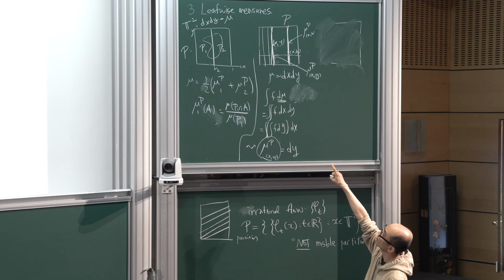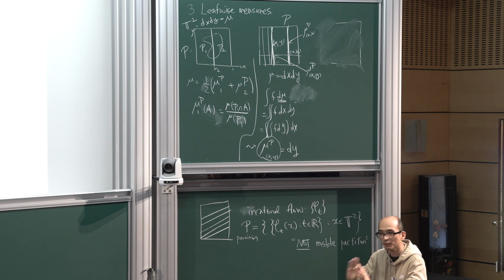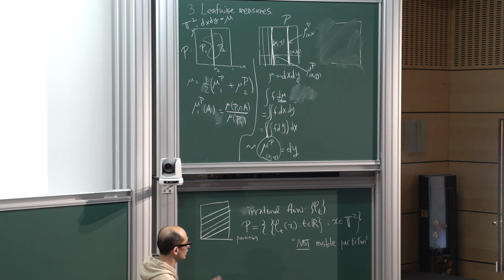So the right keyword is that this is not a measurable partition, which I will not define. The Fubini kind of argument only works when you have a very nice partition, which is called a measurable partition. I want to give you some keywords that you can find later in the literature. But the main problem here is that it is not a measurable partition, so I cannot do that.